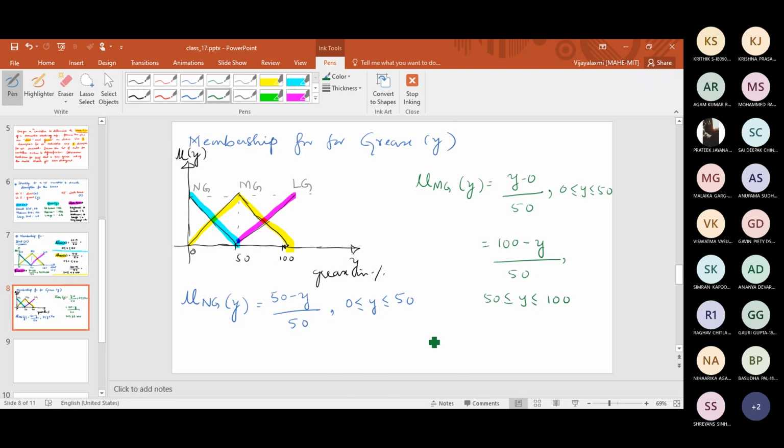Third, mu LG of y is equal to (y minus 50) divided by (100 minus 50), that is 50. The range is 50 to 100. So here I have the third one. This is the second one. For medium, I have two slopes, that is why I have two functions. And this is for the first one. So I have written the membership functions for the two inputs, dirt and grease.